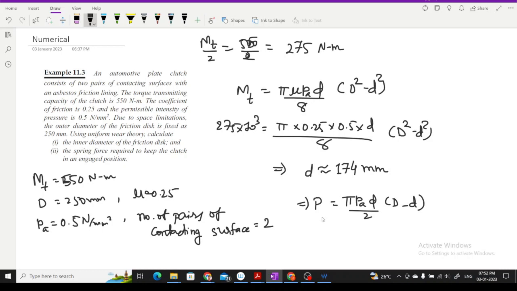Okay. So now we again have all the data with you. P A is 0.5, small d and capital D are already with you, 250 and 174, right? So what will be this axial force which is required to engage this pair in this case? What is this force? Anyone? Is it around 10,306 Newton almost? Yes or no?